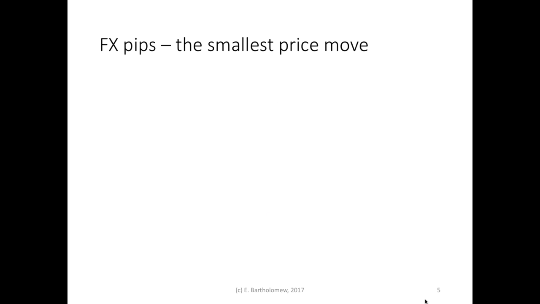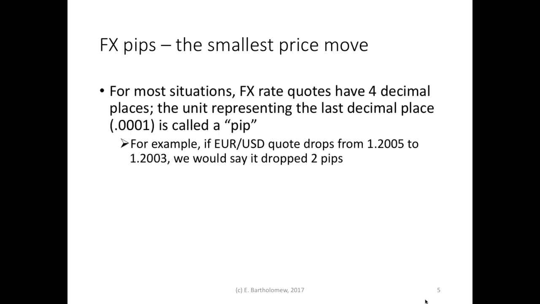Now pips, when we talk about price moves, often you'll see reference to pips. And what is a pip? Usually a pip refers to the fourth decimal place. So for example, if we were looking at the change in the euro USD quote, and it dropped from 1.2005 to 1.2003, we'd say it dropped by 2 pips.